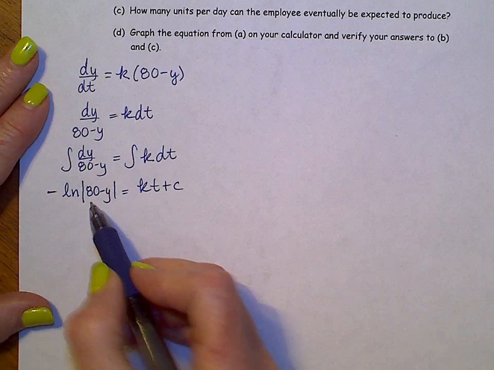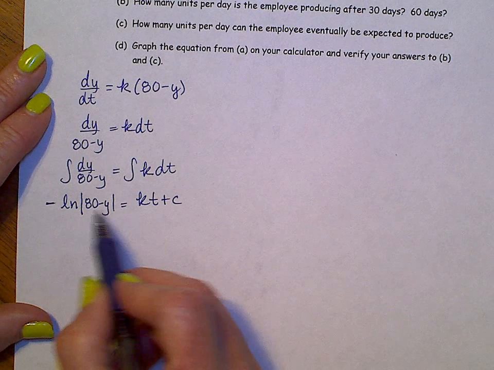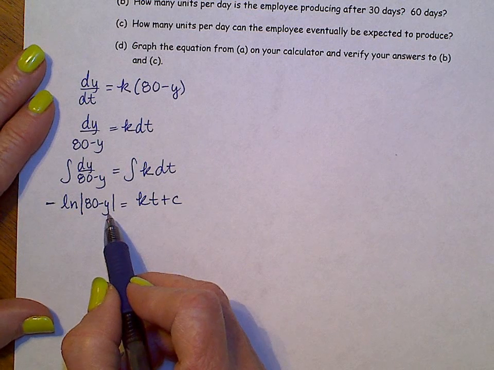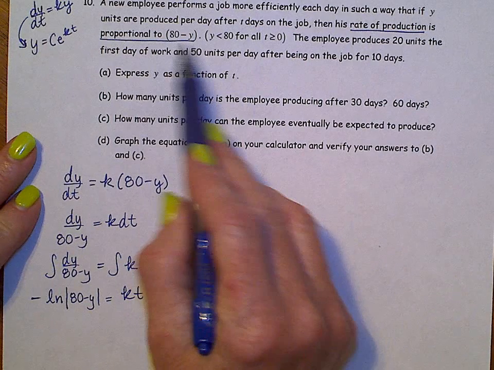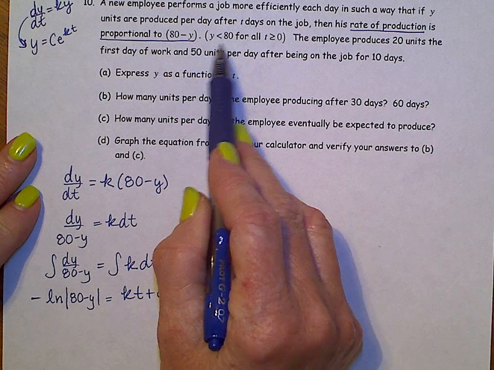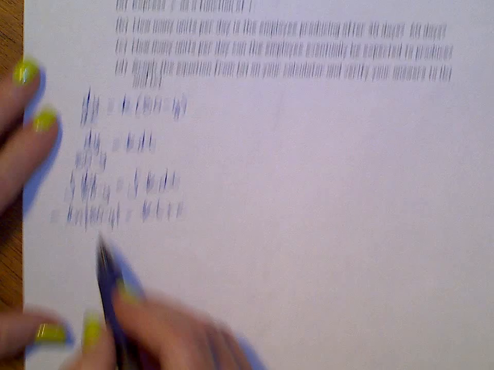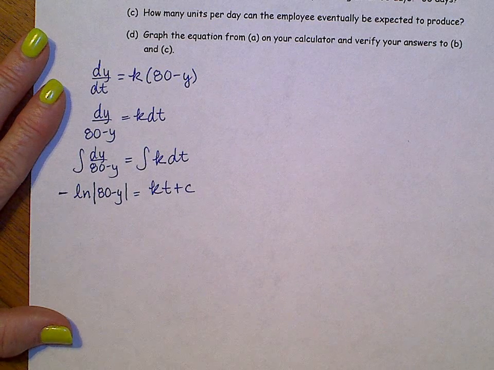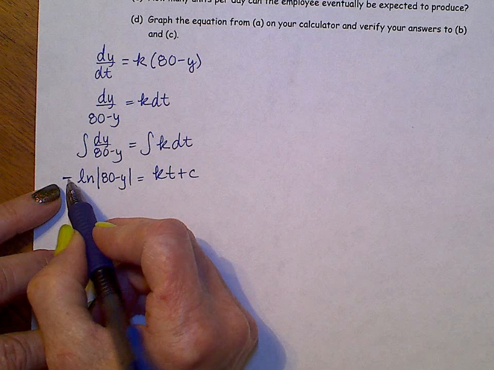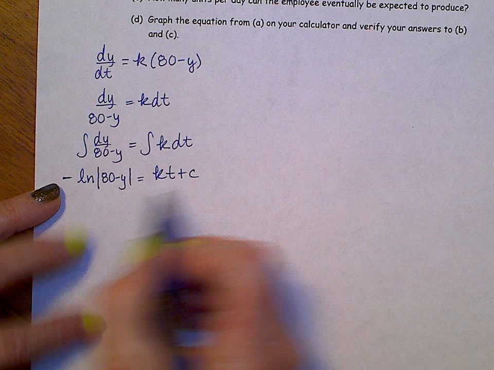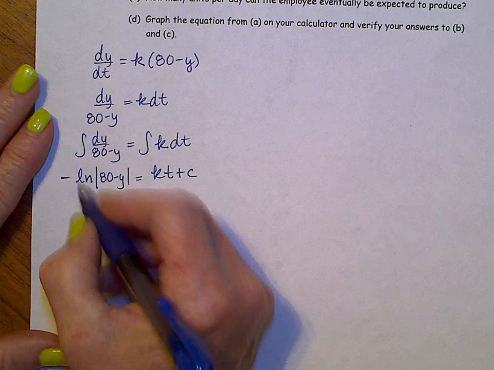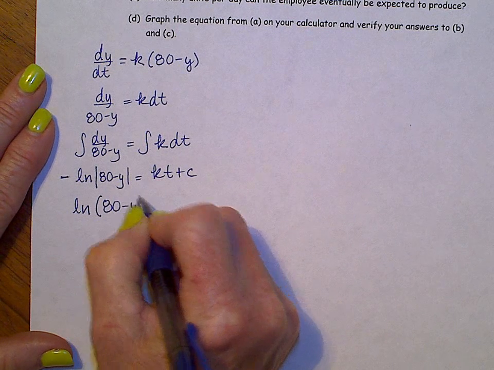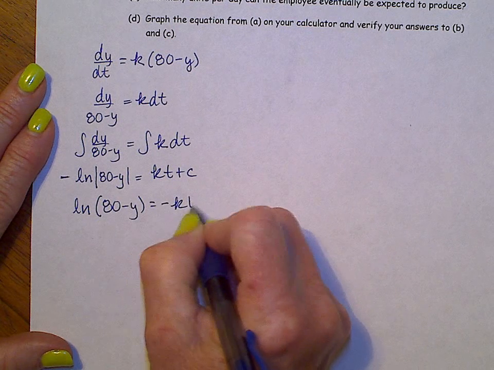Also, 80 minus y could be negative if y is greater than 80, but y is less than 80 for all time. That means that this quantity is always positive and we don't need the absolute value bars. So at the same time as I'm going to divide out this negative sign, I'm going to drop those absolute value bars. So we have the natural log of the quantity 80 minus y is negative kt minus c.